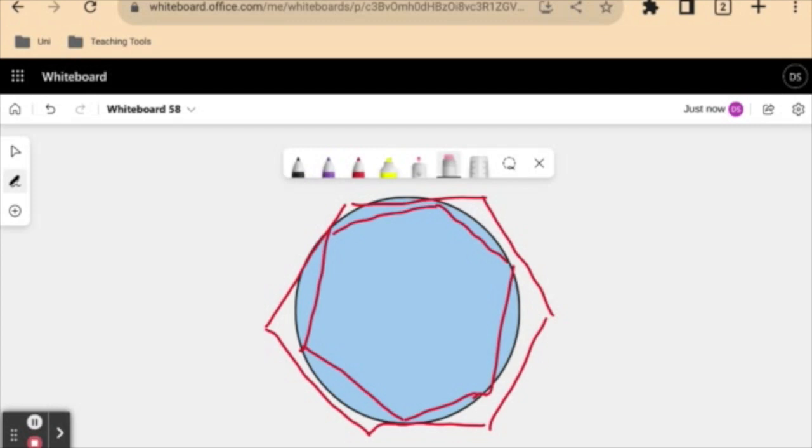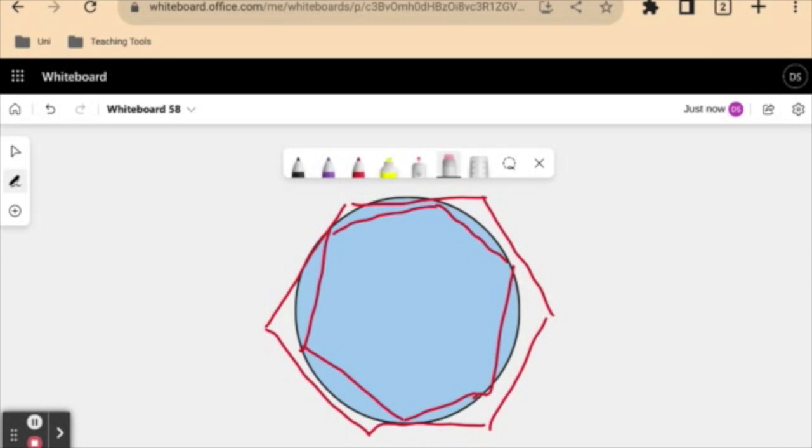Now, people often say that circles essentially have an infinite number of sides, that the more sides we have, as we increase our sides of our polygon to infinity, we get a shape that looks closer and closer and closer to a circle.